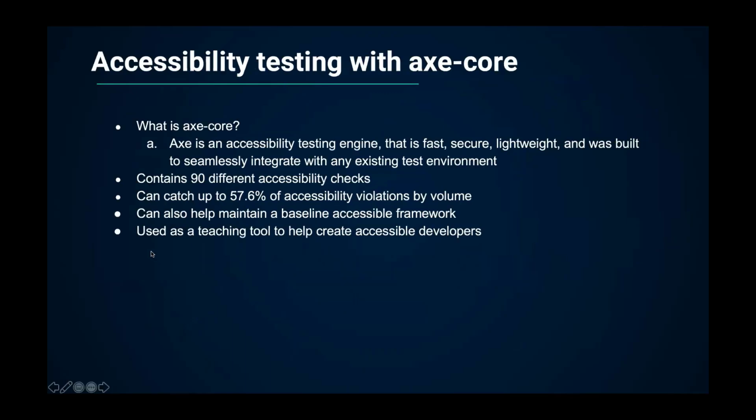Accessibility testing in general, what we're talking about today, is accessibility testing with Axe core in JavaScript frameworks. So what is Axe core? Axe core is an accessibility test engine that is fast, secure, lightweight, and is built to seamlessly integrate with any existing testing environment. It contains 90 different accessibility checks. It can catch up to 57.6% of accessibility violations by volume. It can help maintain a baseline accessible framework. And what's great about it is it can be used as a tool to help create accessible developers.